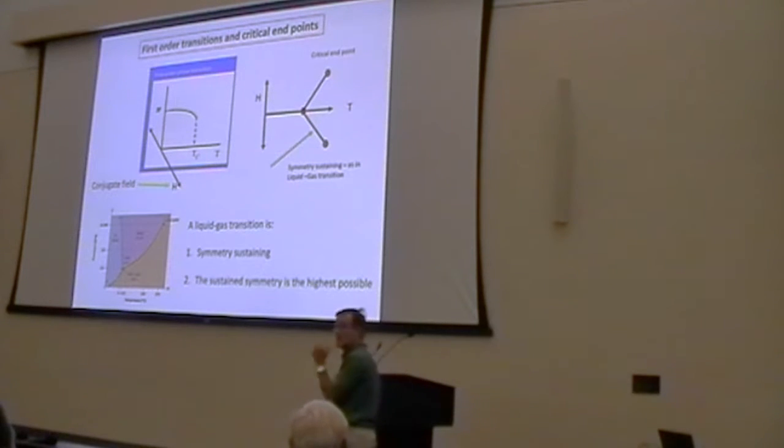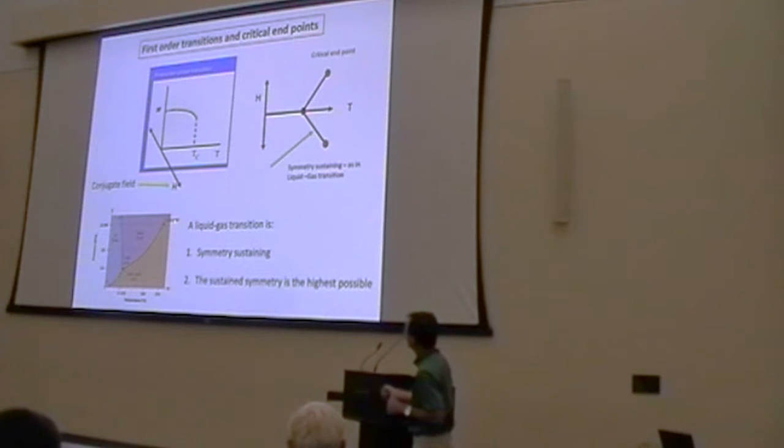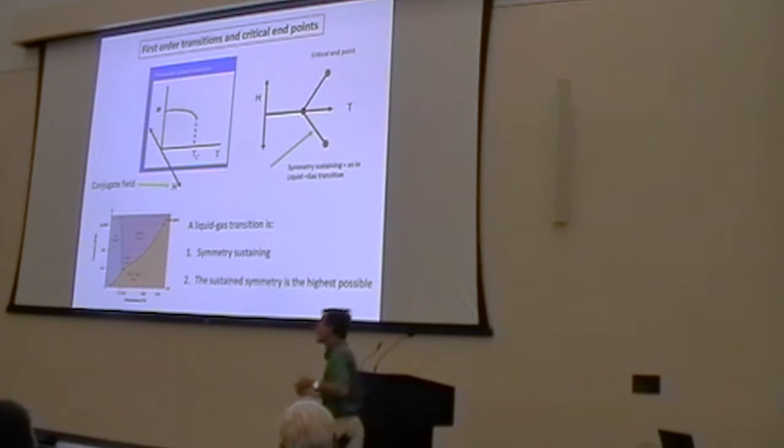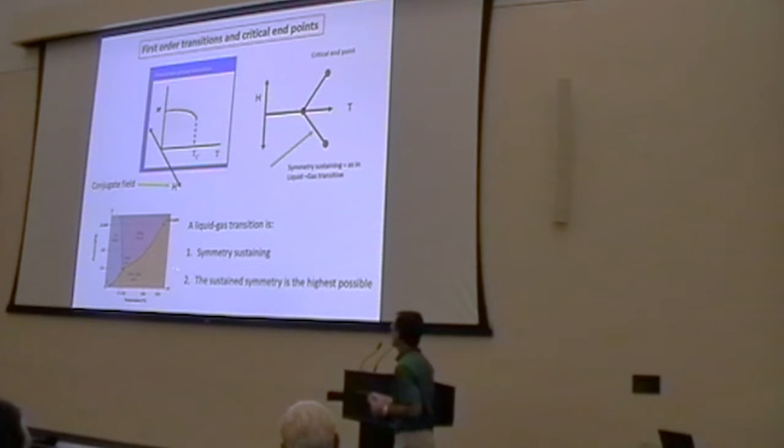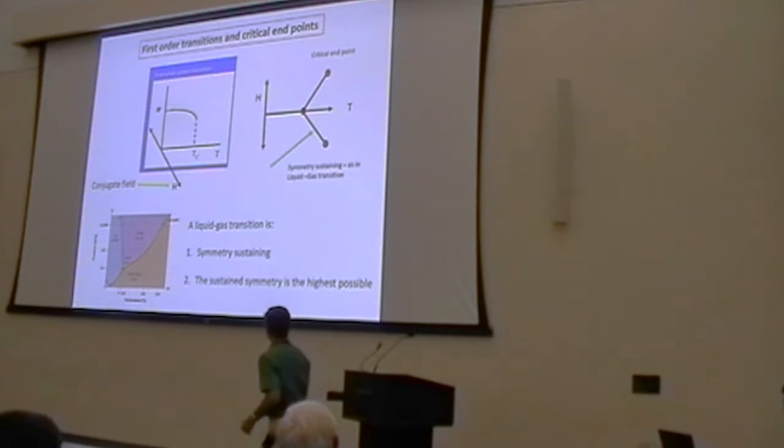Okay, so one further point, if you want to make a further pedantic point, which I think is important for spin ice. So here's the liquid gas phase transition, here's water and water vapor, and it's symmetry sustaining because the symmetry of the gas and the liquid phase are the same. But actually there's another detailed point compared to this first example, and that is the sustained symmetry is the highest possible translational symmetry of the system. Okay, so what we see for spin ice, the first point is true, the second point is not actually true. I'll come back to this point.